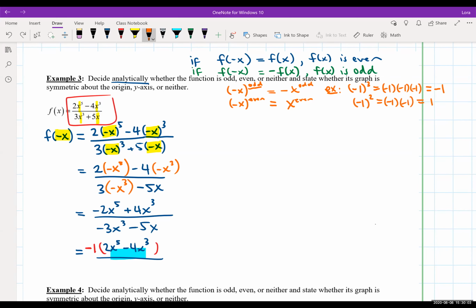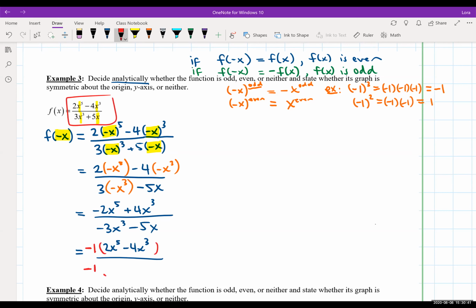Let's do some erasing because I don't want to crowd everything. As I'm looking at this denominator from the original function, 3x cubed plus 5x, and then I look at my computed f of negative x, it appears that the signs are both completely switched. So as I'm playing, I'm noticing, well, even if I had this negative 1 on the outside, it's not going to affect the denominator. So what I'd like to do is play with the idea of factoring maybe a negative 1 out of the denominator and seeing if that changes anything.